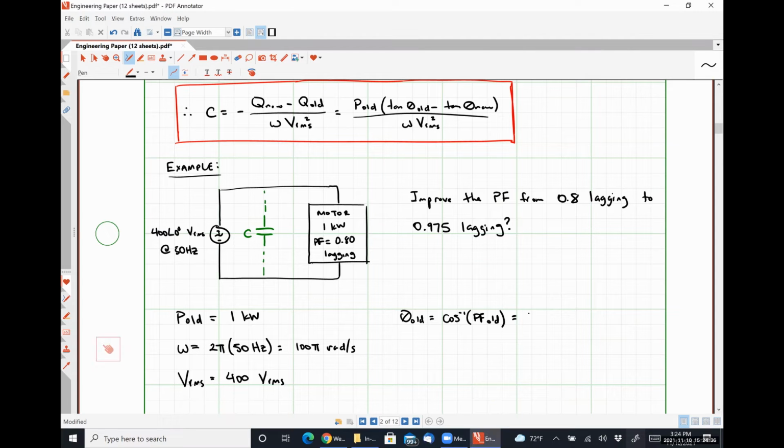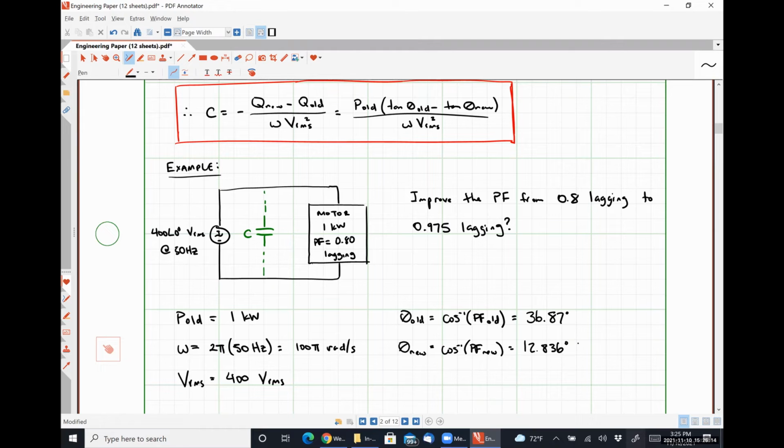Should be something like 36.87 degrees, if my memory serves me correctly. Theta new is just going to be the inverse cosine of the new power factor. So the inverse cosine of 0.975. So that will be 12.836 degrees.